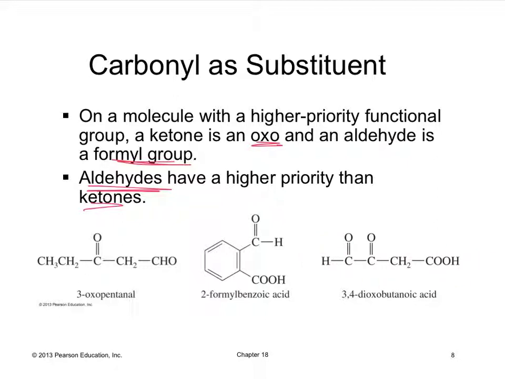Parent is the butanoic acid, and there's 2 of these, and this is 3, so 2,3-dioxobutanoic acid.